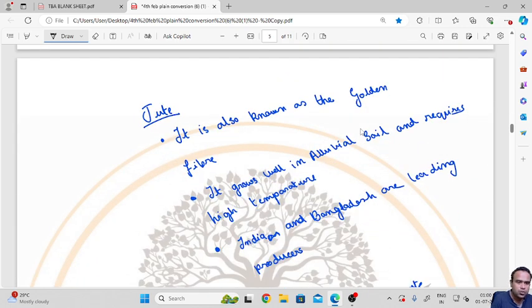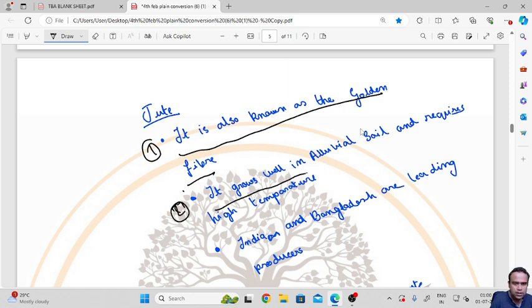Next one is jute. Jute is also known as the golden fiber. It grows well in alluvial soil and requires high temperature. And one more thing, why does jute have this much importance? Because it is eco-friendly. Jute bags, jute products are eco-friendly. It does not cause any harm to our mother nature. So that's why jute is known as the golden fiber, and after extracting the jute, its color becomes golden. Also the fiber's color becomes golden, and that is why it is known as the golden fiber.